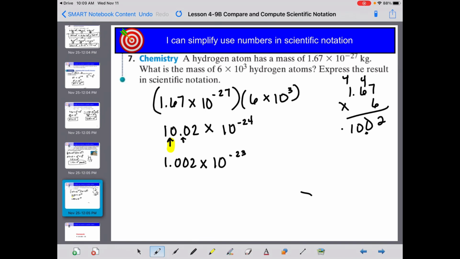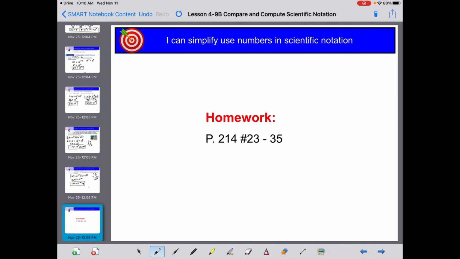Then I need to make sure to label it. What is the mass? We are going to say kilograms. All right.